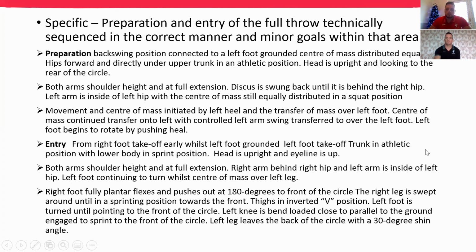This is something I like to check and challenge myself. You know, I don't mind speaking to myself and talking to myself when we're looking at Michael and is he hitting these areas, okay? So preparation, the backswing, his position is connected to the left foot grounded and center of mass is distributed. So he's a right-handed thrower. In the backswing, it's very important he can come very short.